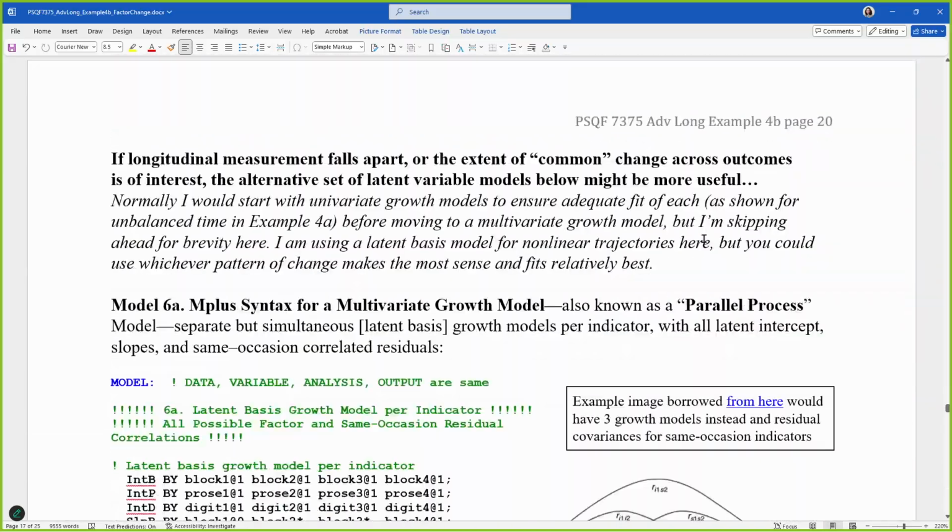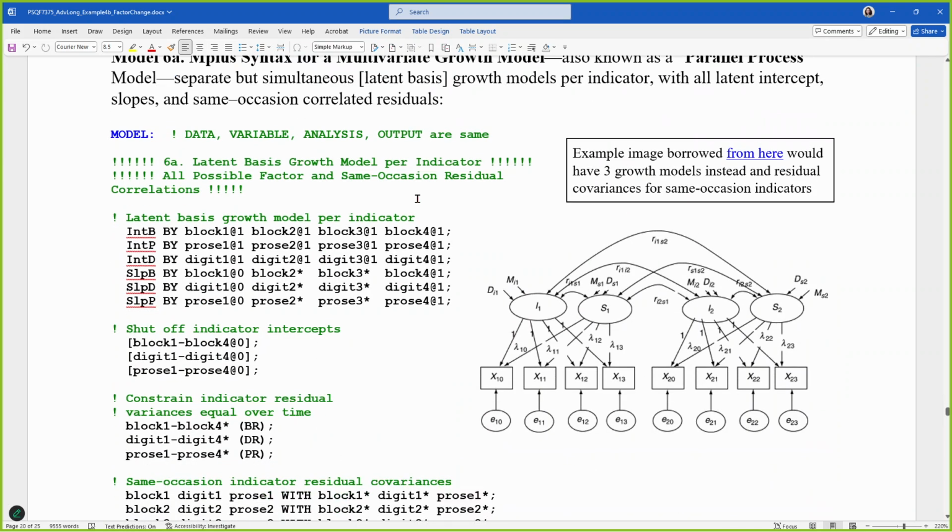New this year. I had to find another picture and steal it. Welcome to multivariate growth models. This is page 20. We're getting there.